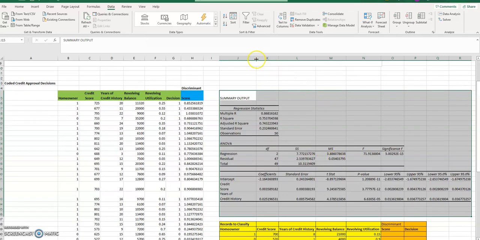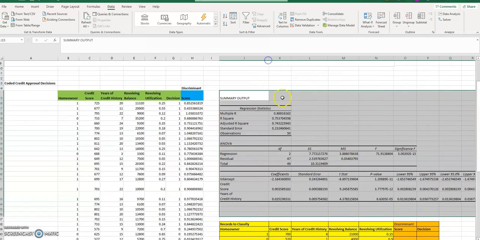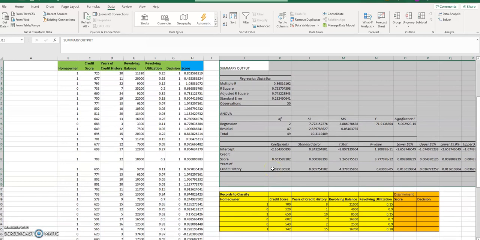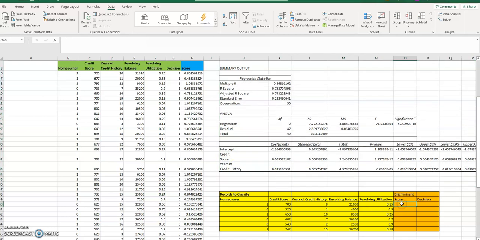And so here is the regression data that we're going to use to develop our scoring for each one of these new candidates for credit. Just very quickly, how does this work from here? Notice that, one more time, we're only using credit score and years of credit history to develop a discriminant score. And this will be very simple from a regression standpoint, exactly what we've done before.